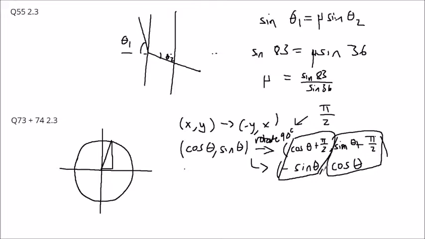That's 73 and 74 in one question. Sine of theta plus pi over 2 is cosine theta, and cosine of theta plus pi over 2 is minus sine theta. And this is the reason why, right? If you move this triangle to right here, you'll get this is x, y and this is minus y. That's it. The review is done.